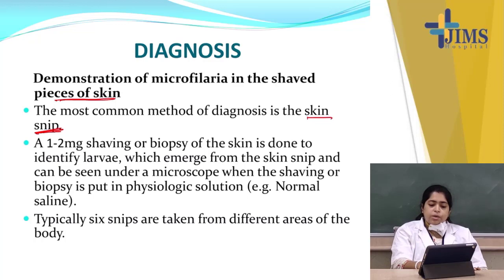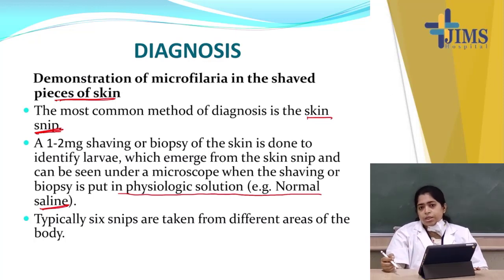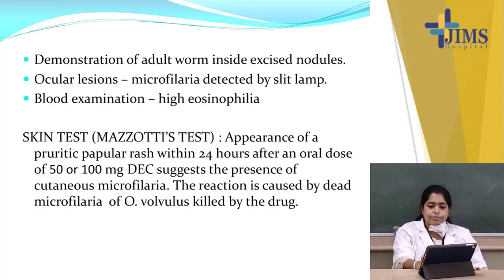So a 1 to 2 mg shaving or biopsy of the skin is done to identify larva, which emerges from the skin snip and can be seen under a microscope when the shaving or biopsy is put in physiological solution. An example is normal saline. When you put this skin snip in normal saline, the larva tends to come out, and when it comes out, we can identify it under the microscope. Typically six snips are taken from different areas of the body.